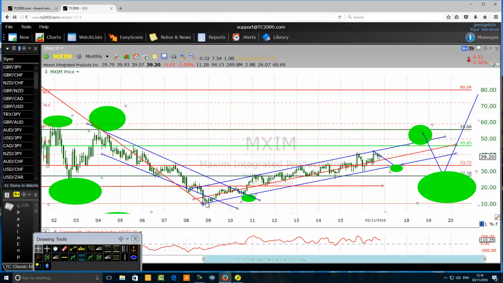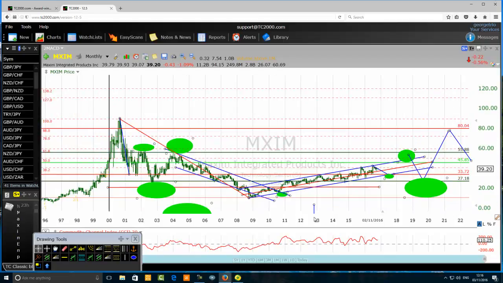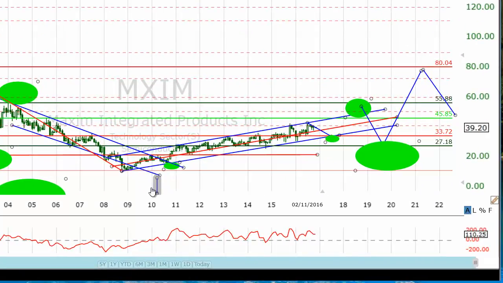Remember that, okay? So how do we trade the inverted head and shoulder chart pattern? We measure the depth of the inverted head and shoulder chart pattern. So the depth of that initial inverted head and shoulder pattern is this one. You see my measuring stick. This is the depth of that inverted head and shoulder chart pattern. So professionals will use that also to set targets to trade this Maxim Integrated product.